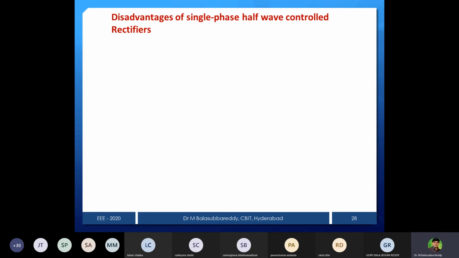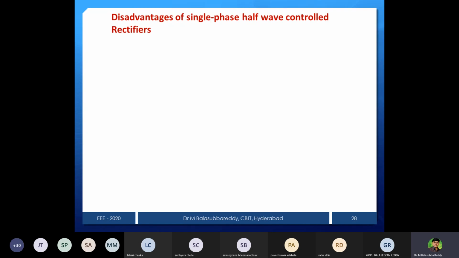Otherwise, what will happen? After pi, the device will continue to conduct, and we are getting a negative voltage. So that is the thing. The questions and answers are the same but asked in a different way, and otherwise they may ask you to explain a one pulse converter with RL load. One pulse converter means that is nothing but half wave.